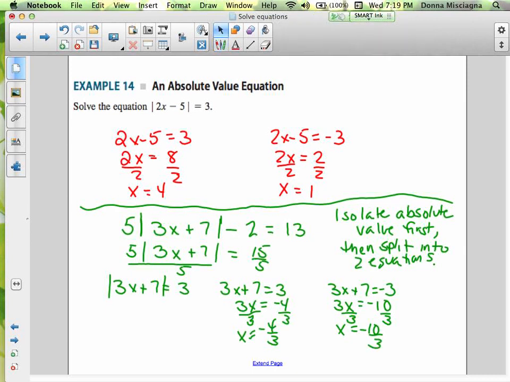So you'll always get two solutions unless it's equal to 0. Then you'll only get one solution because you won't have a positive and a negative. But otherwise, you'll always get two solutions when you're solving absolute value. If anything's with the absolute value equation, don't forget to isolate that first.